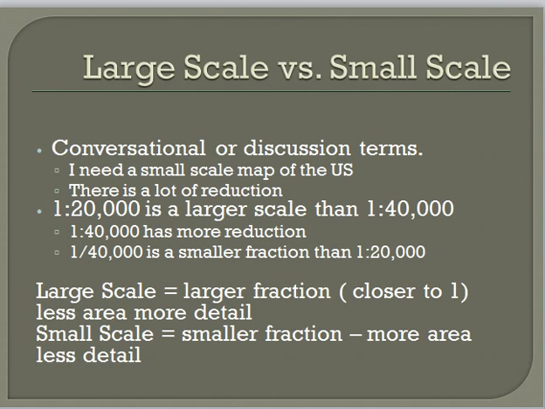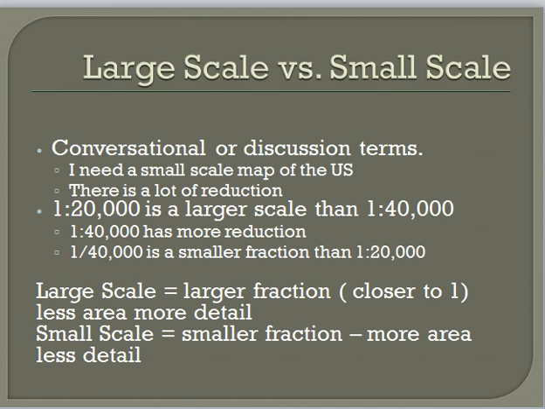And so sometimes the term large scale versus small scale or large scale map is used, and this is really a conversation or discussion term. These terms are very relative to each other. There are not a lot of hard and fast rules about where something slips from a large scale to a small scale map. Generally around 1 to 1 million, a continental scale map is considered a small scale map. The U.S. topographic maps that we're using that are 1 to 24,000 are considered a large scale map.